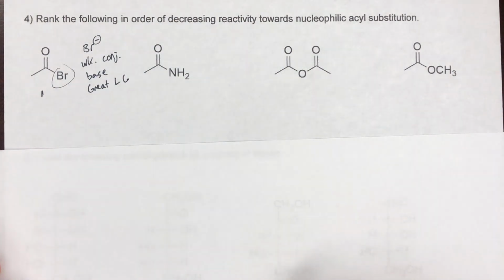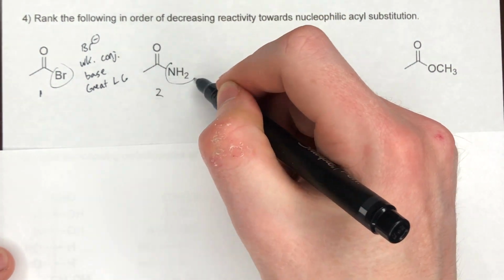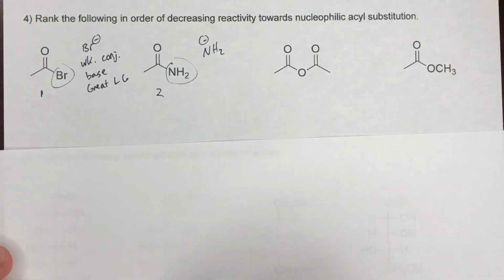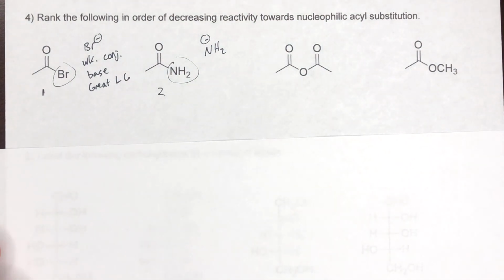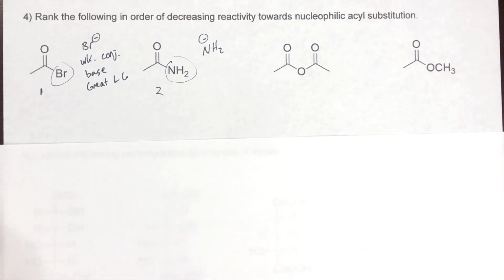Okay, now if we move along here, molecule 2, we have NH2 as our leaving group. So NH2 minus we know is an extremely strong base. NH3, its conjugate acid, has a pKa of 35 or higher. So that is an extremely weak acid. So its conjugate base is extremely strong. Hence, it's a terrible leaving group.